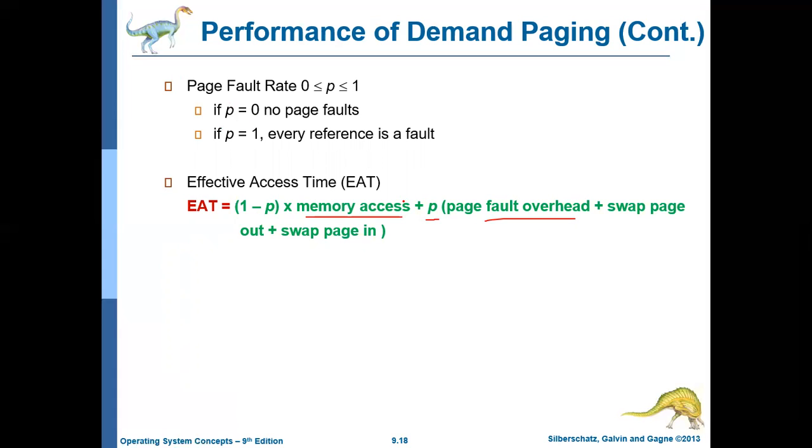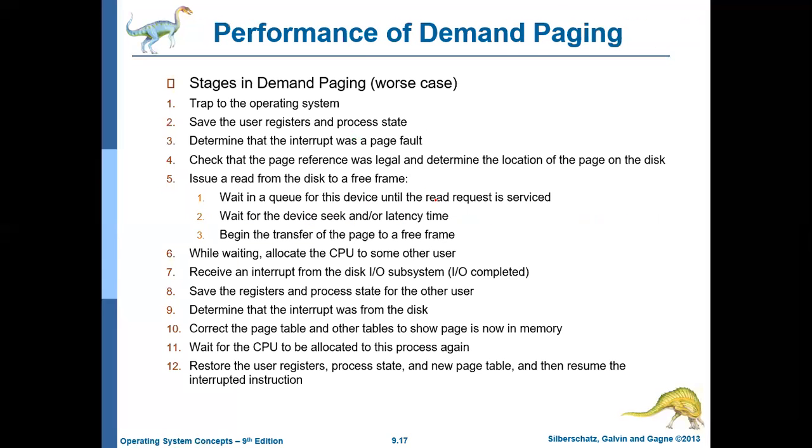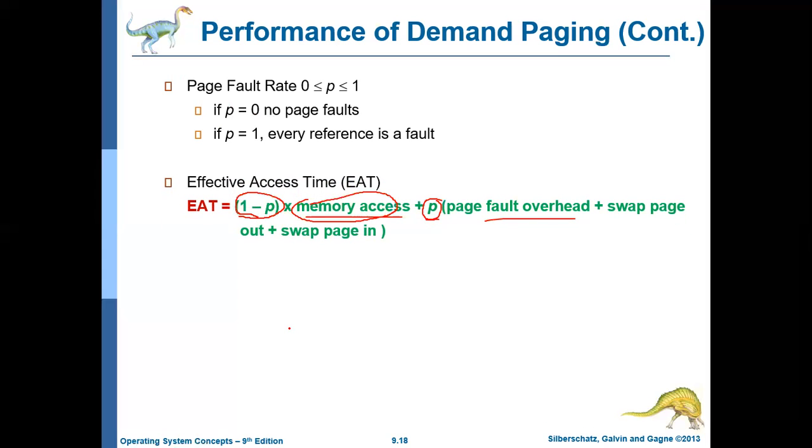Obviously the memory access time during a page fault will be more than when there is no page fault. When there is no page fault, the frame is already available in the memory, so you directly go and access it, and this time will be very much lesser. But when there is a page fault, as we discussed previously, all these 12 steps should be done. For all these 12 steps, it may require a lot of time, and that time is nothing but the page fault overhead plus the swap time.